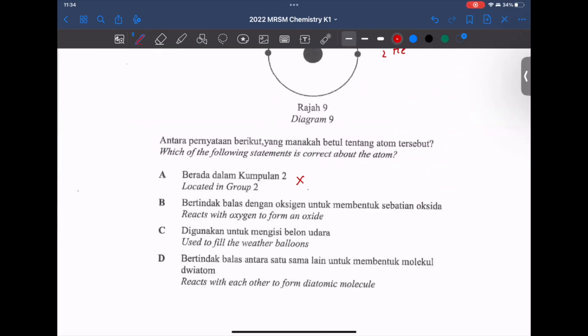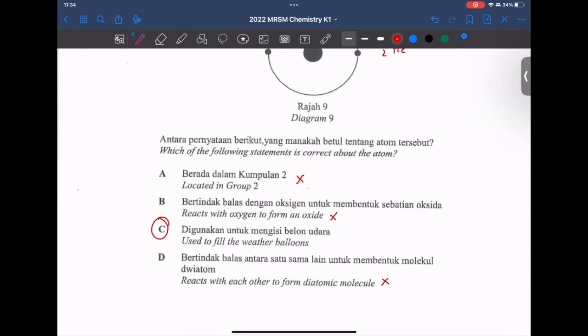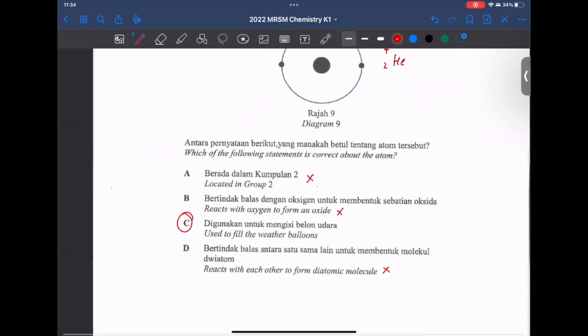As it reacts with oxygen, definitely not, because it's chemically inert. It is used to fill weather balloons, correct? Right, because it's less dense than air. Reacts with each other to form diatomic molecule, definitely not, because like I said, it's a noble gas. All noble gases are in monoatomic state. So therefore, C is the answer.